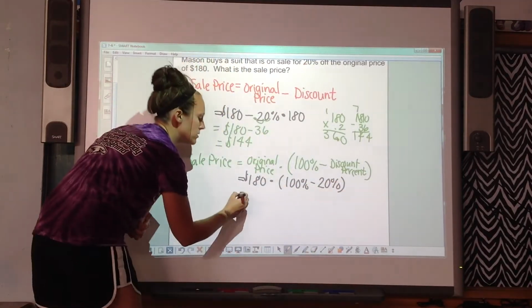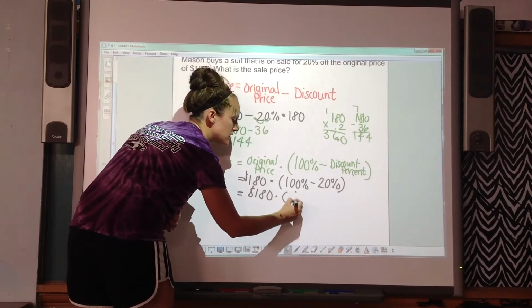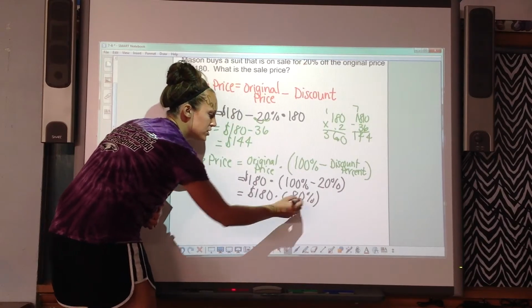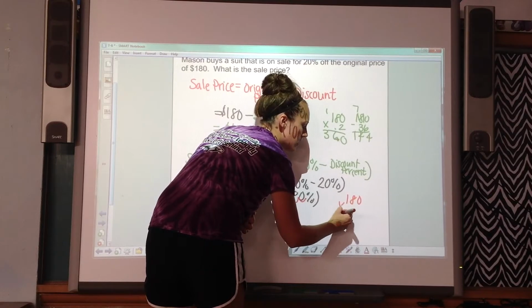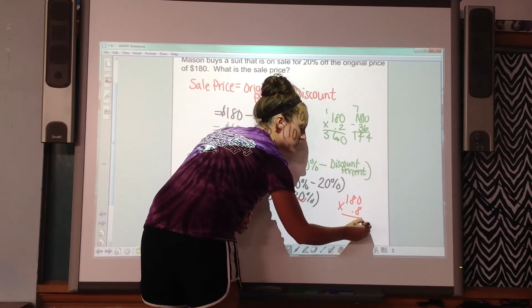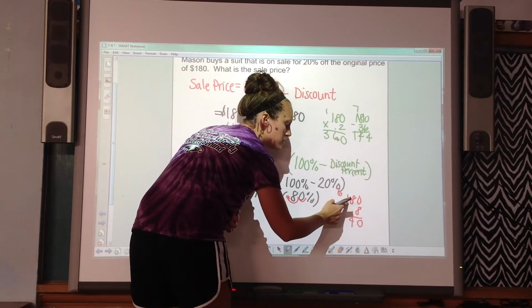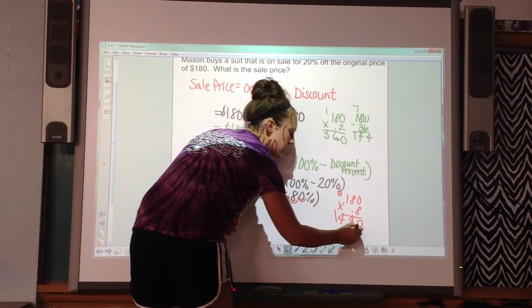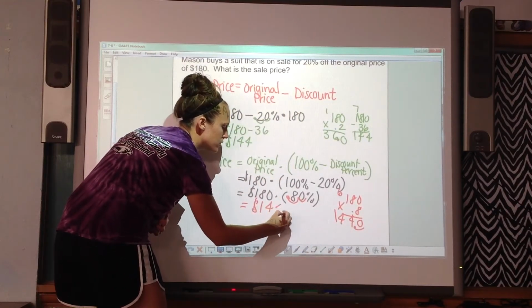We're going to do the math here. We would do 180 times 80%. Change this to a decimal, I get 0.8, so I get 180 times 0.8. 8 times 8 is 64. 8 times 1 is 8, plus 6 is 14. Do my decimal dance. We would have a final price of $144.